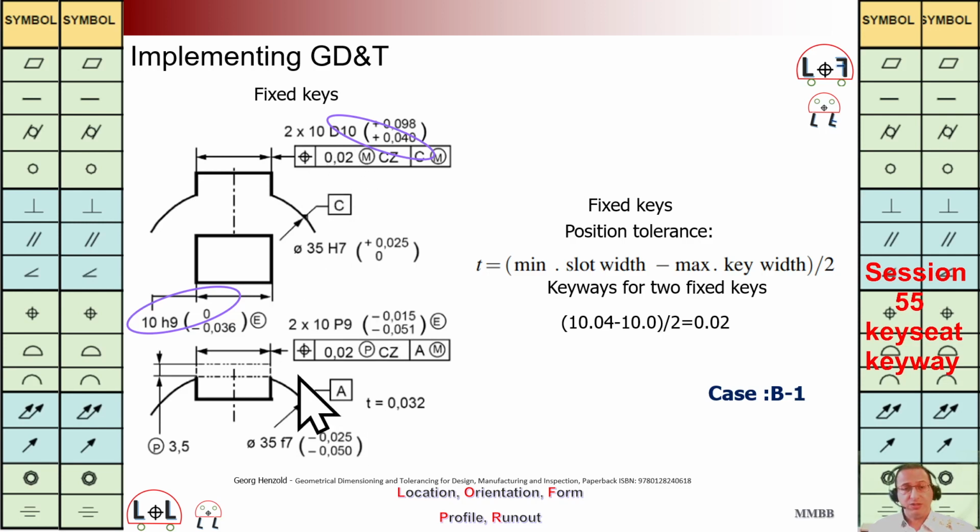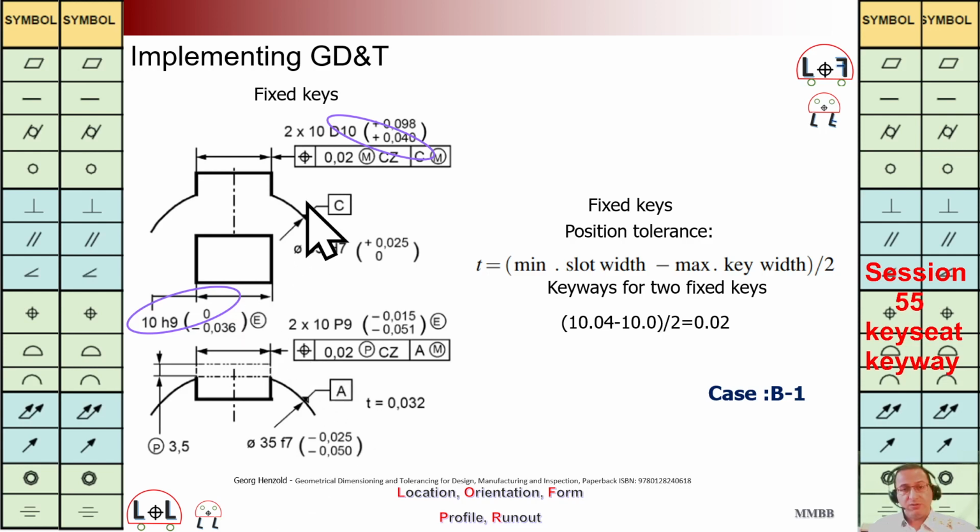In this situation, we are going to have a key with this tolerance, and we can see between the key and key seat here, we are going to have an interference situation. By having this tolerance, we can see we are going to have interference between key and key seat. That's why we are going to call it fixed key. We are going to have two keys for this example, one at the top and one at the bottom.